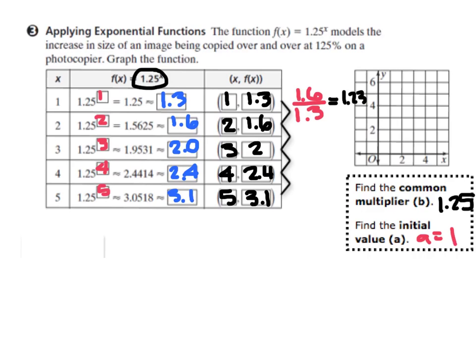We can go ahead and graph these points. I'm going to pause the video and graph the points, that way you guys can see what it would look like. You guys can do the same thing. So our graph should look something like this. Notice we can see that it is exponentially growing over time. Okay?